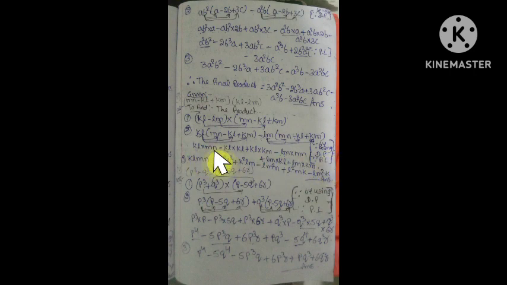KL into MN is KLMN, minus KL into KL. So here K and K, L and L, both bases are the same, so we can add the exponents only. K square L square, plus KL into KM. So K into K is K square LM. Minus LM into MN, so LM square N, plus LM into KL, L square MK, minus LM into KM is LM square K.